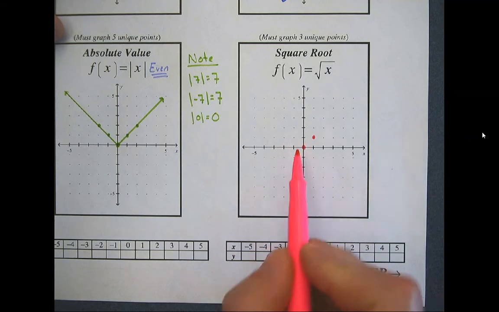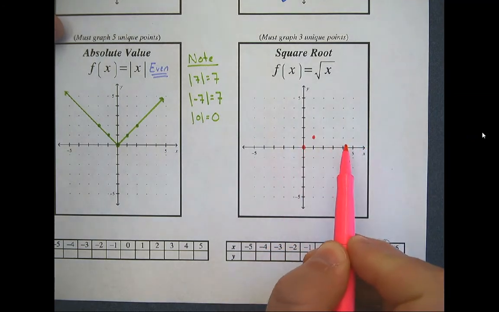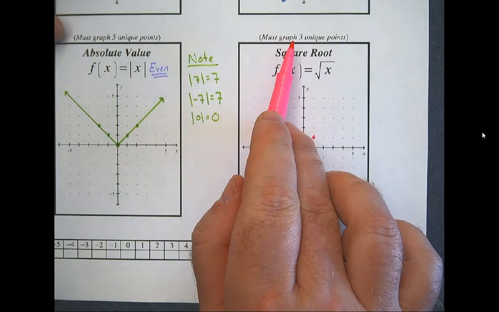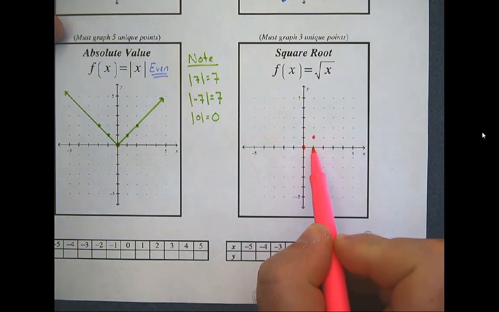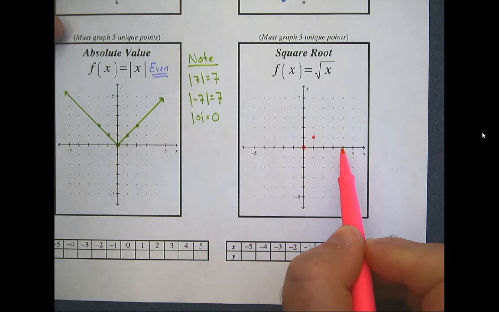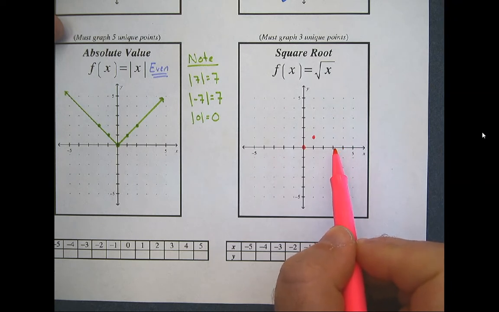Now, look, you can choose to move however you want. So I need to draw 3 unique points. So the other point that I'm going to go to, after 1, is 4. Why do I pick 4? What's special about 4? It's a perfect square.